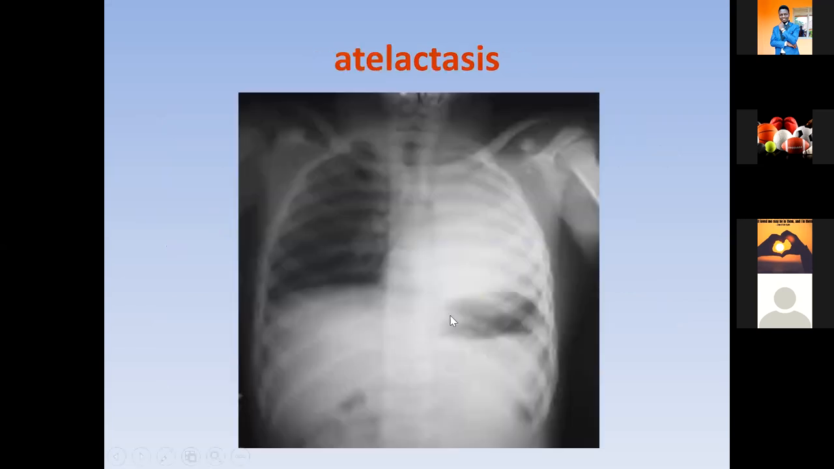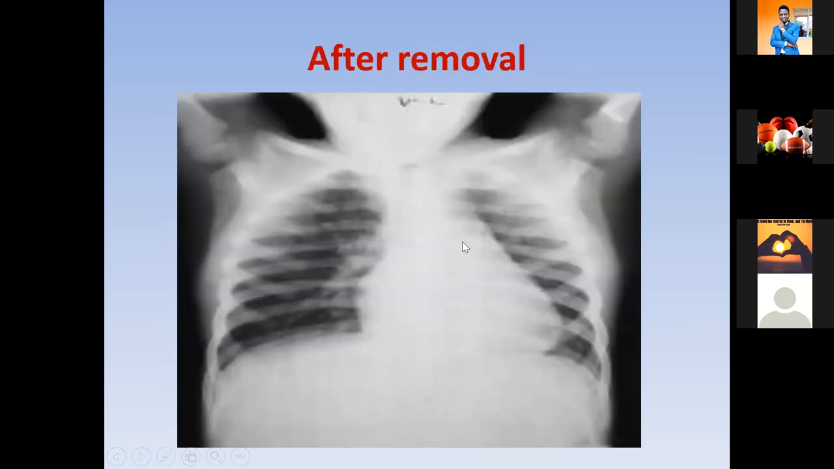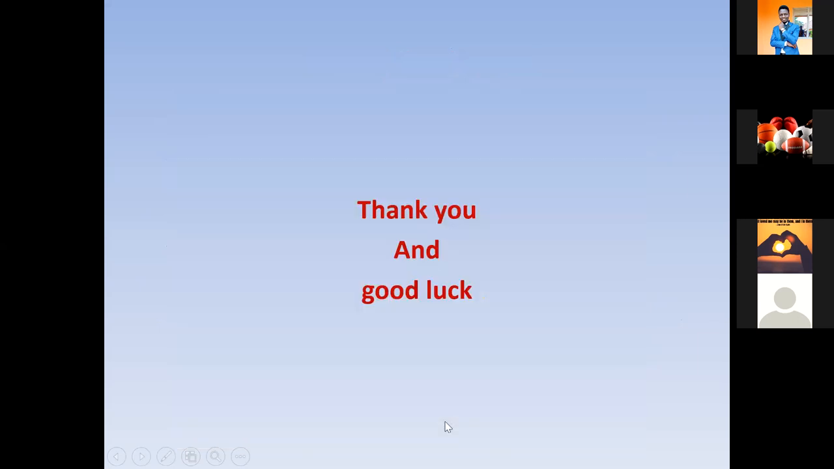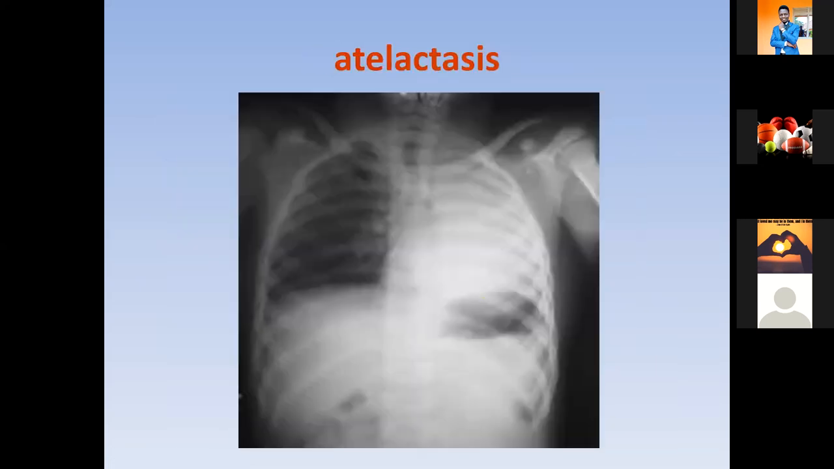So this is an X-ray showing a lung collapse, okay? This is after removal, after bronchoscopy. With bronchoscopy, we have instruments that go through the larynx and the trachea, and they have a light, a channel for breathing, and a channel for introducing the forceps. You go in, visualize the foreign body, and then remove it with a particular instrument. So that is all for foreign bodies.